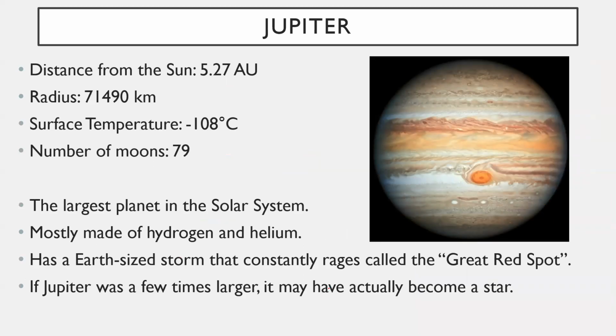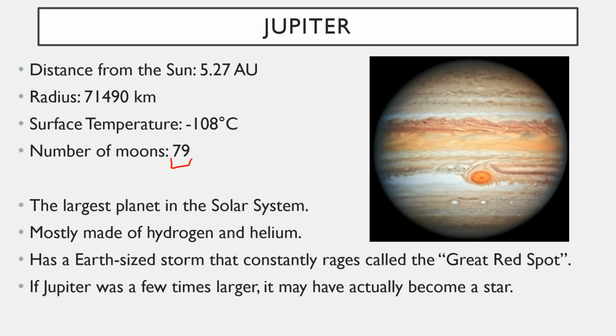Okay, now we're moving into the outermost planets. We got Jupiter. Jupiter's distance from the sun is 5.27 AU. The radius of Jupiter, this is not a typo, is 71,000 kilometers. The surface temperature is negative 108 degrees Celsius. The number of moons that Jupiter has, it could be bigger than this because we seem to find one every other year. 79 moons buzzing around Jupiter. It's incredible just how many moons there are here. Now, Jupiter, of course, is the largest planet in the solar system.